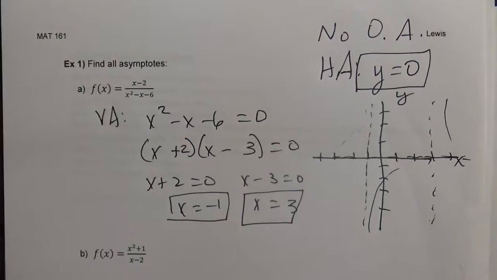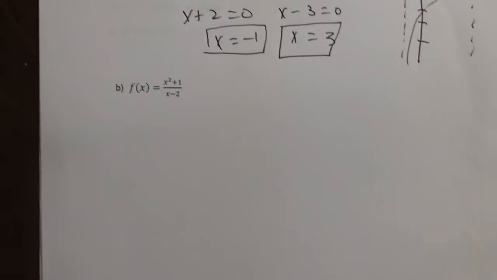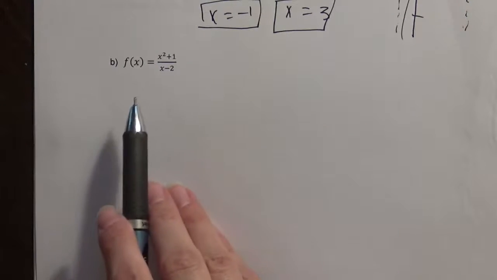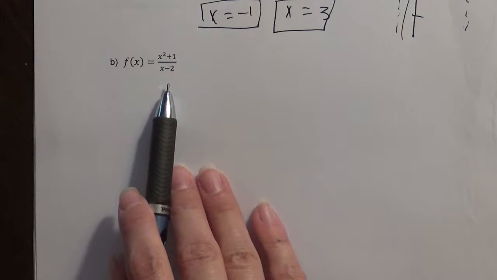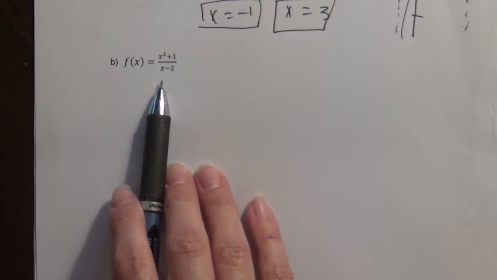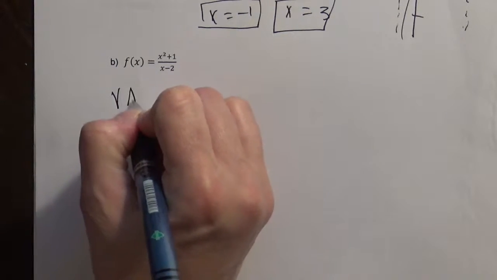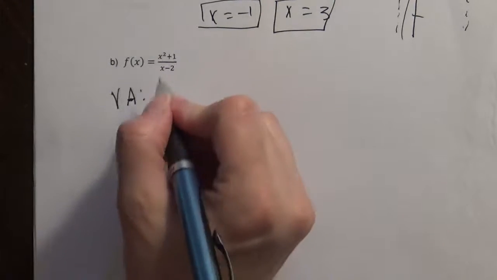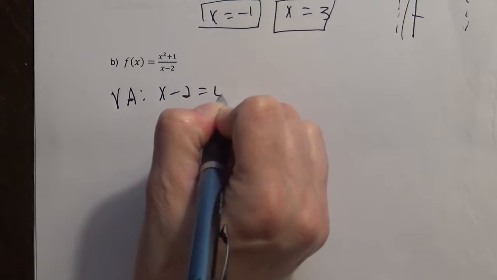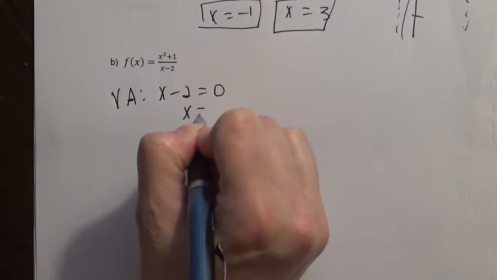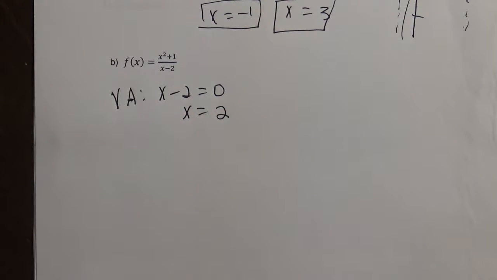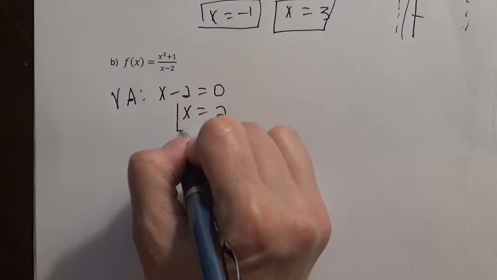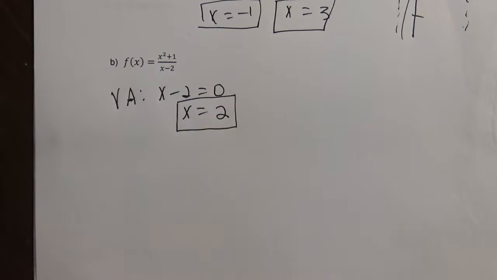Let's look at part B. Here we have f of x equals x squared plus 1 over x minus 2. Let's determine our vertical asymptote first. For the vertical asymptote, we set our denominator equal to 0. Solve for x. We get x equals 2. So we have a vertical asymptote at the line x equals 2.